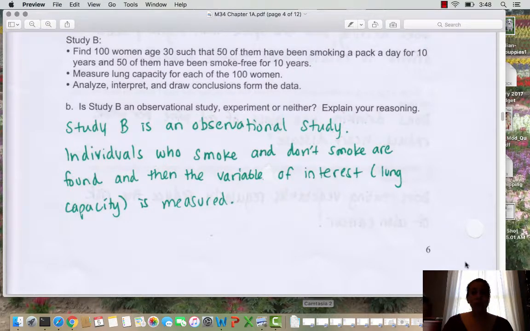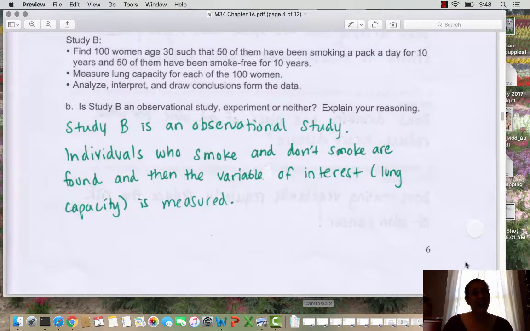Analyze, interpret, and draw conclusions from the data. So study B is an observational study. Individuals who smoke and don't smoke are found, and then the variable of interest, which is their lung capacity, is measured. So this would be the kind of study that we could ethically conduct. Smoking is a good example of something where it would not be ethical to conduct an experiment.